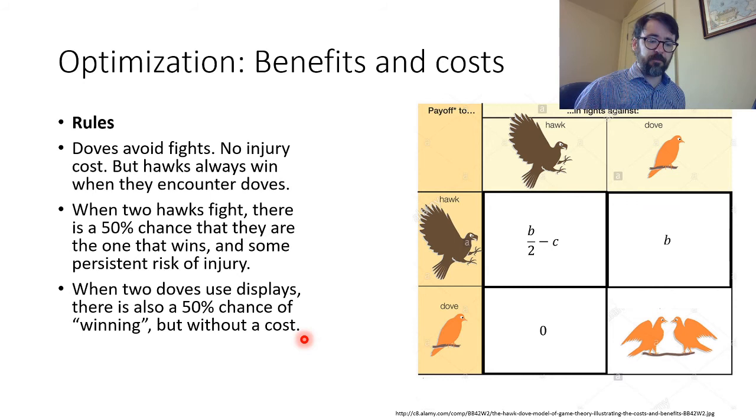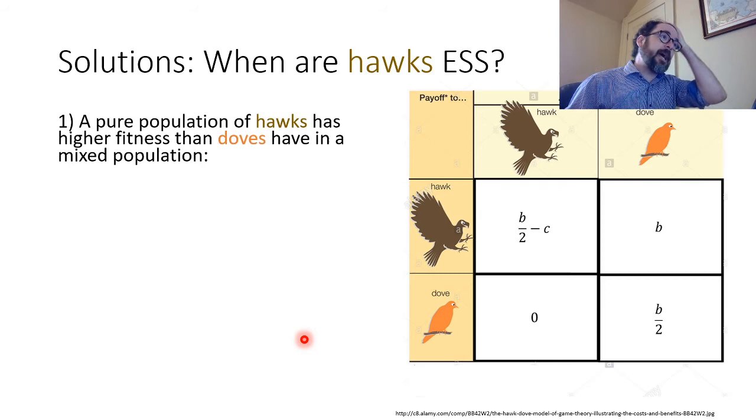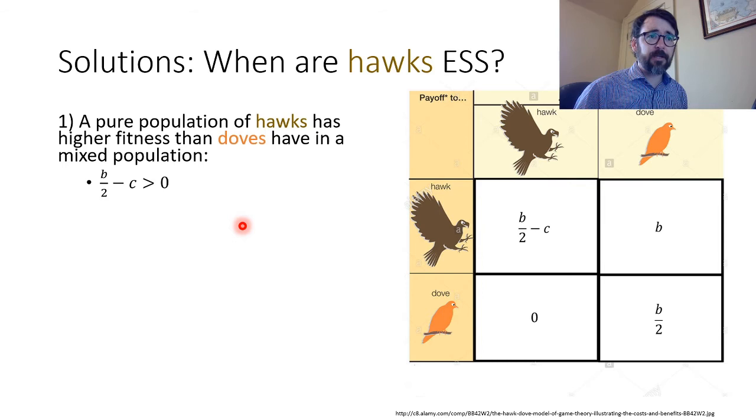So I'm going to show you a simpler version of the game that doesn't have that cost of displaying, T, but you could imagine if you wanted to put it in here, you could put B over 2 minus T. And some people do it that way. It has different solutions. Right, so we could ask, what does a pure population of hawks look like? Well, we can do it just like before, right? We would expect the top row to be greater than the bottom row, such that we're always being driven into this corner here. That happens when B over 2 minus C is greater than 0.